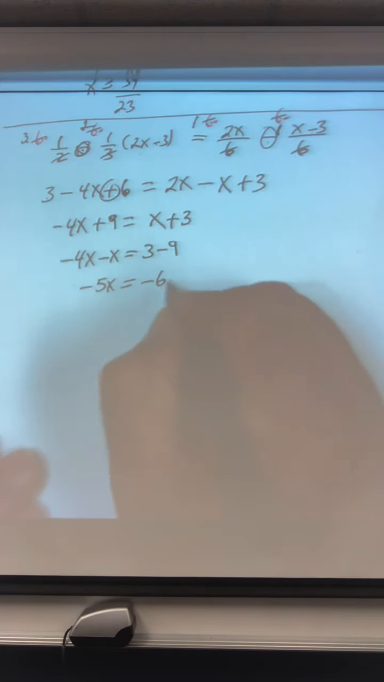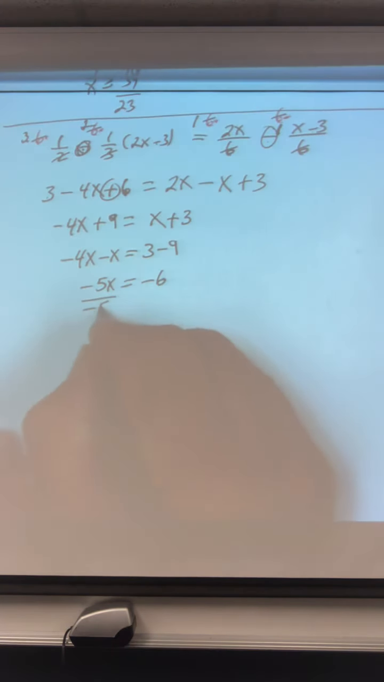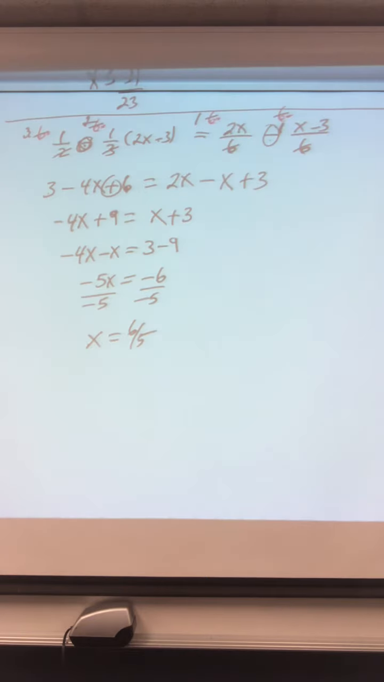Now notice I'm not talking as much about that now. At this point, you should be very comfortable with adding, subtracting, multiplying, and dividing positive and negative numbers. And a negative divided by negative is a positive. So the answer to that is 6/5.